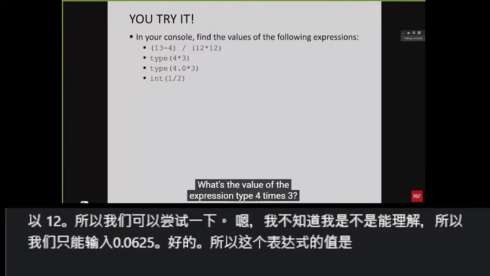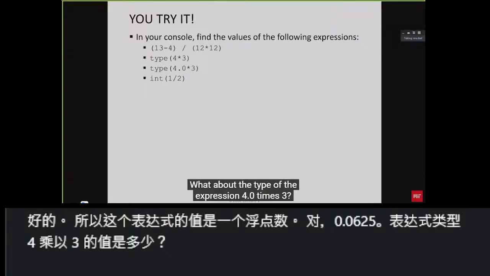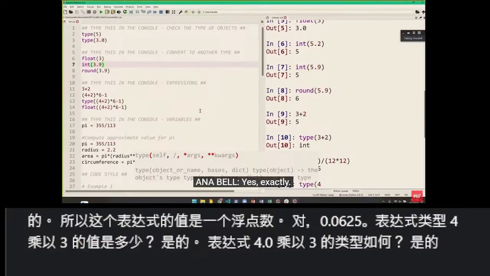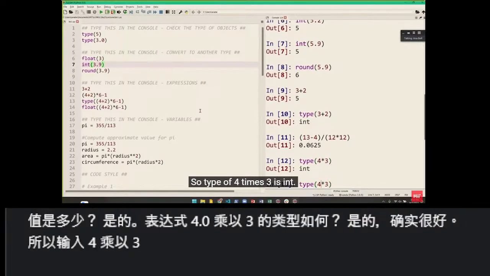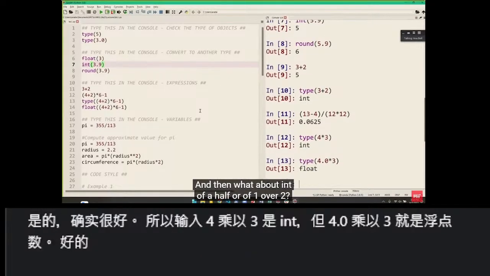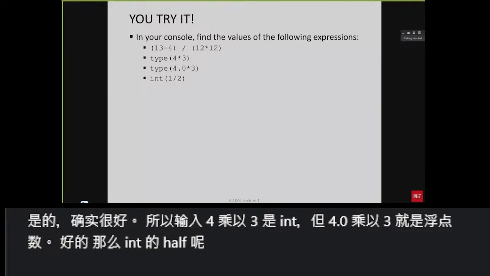What's the value of the expression type 4 times 3? Int, yep. What about the type of the expression 4.0 times 3? Yes, exactly. That's very good. So the type of 4 times 3 is int, but 4.0 times 3 is a float. Good. And then what about int of a half, or of 1 over 2?